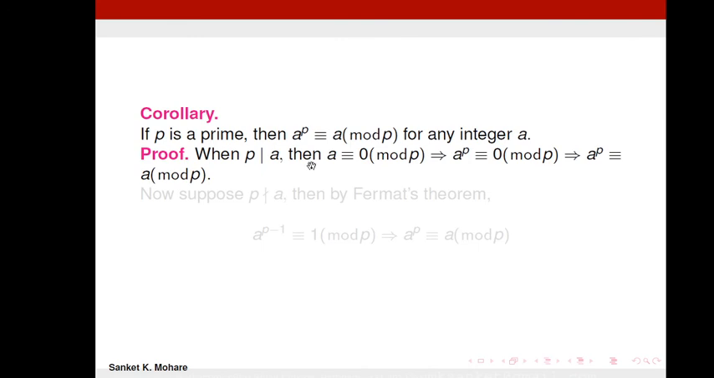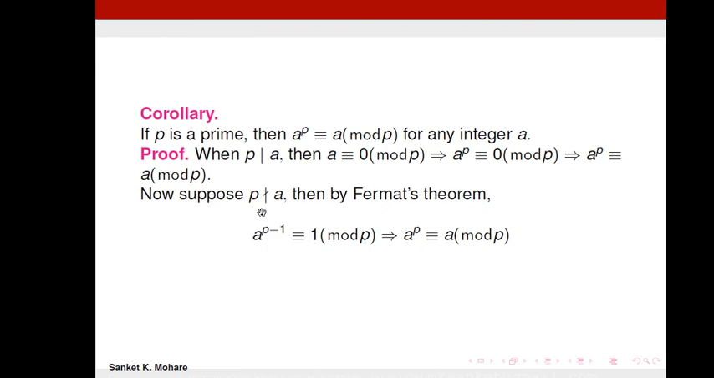by definition of linear congruence, p divides a implies a is congruent to 0 modulo p, and this implies a to the power p is congruent to 0 to the power p modulo p. This implies a to the power p is congruent to a modulo p. Now suppose p doesn't divide a, then by Fermat's theorem, a to the power p minus 1 is congruent to 1 modulo p, and this implies a to the power p is congruent to a modulo p. So the proof of this corollary is simple.